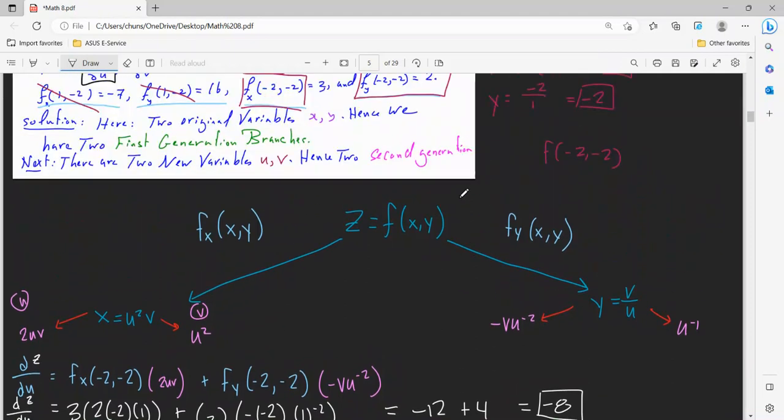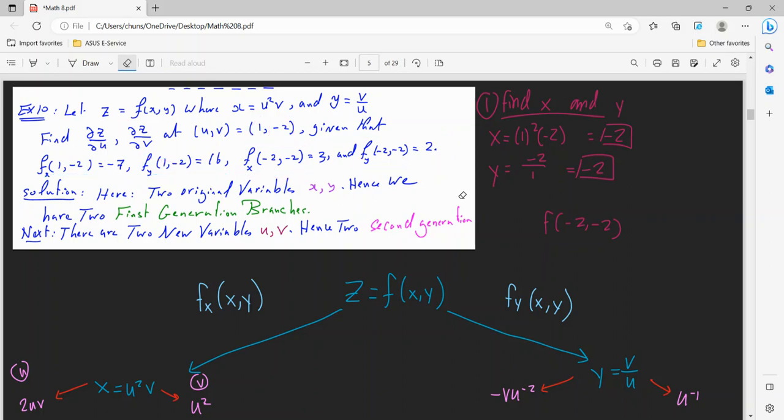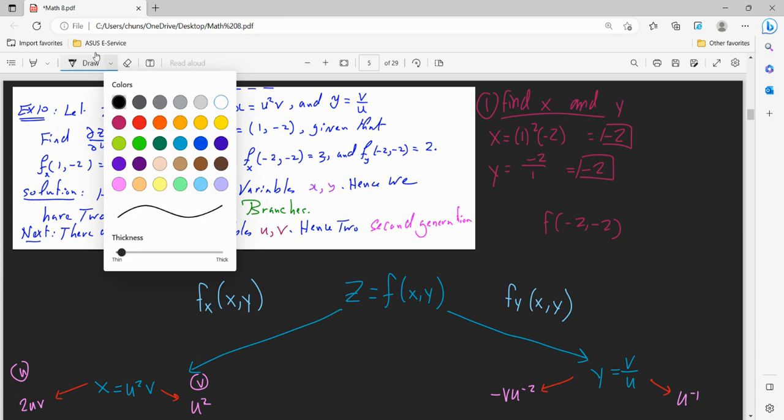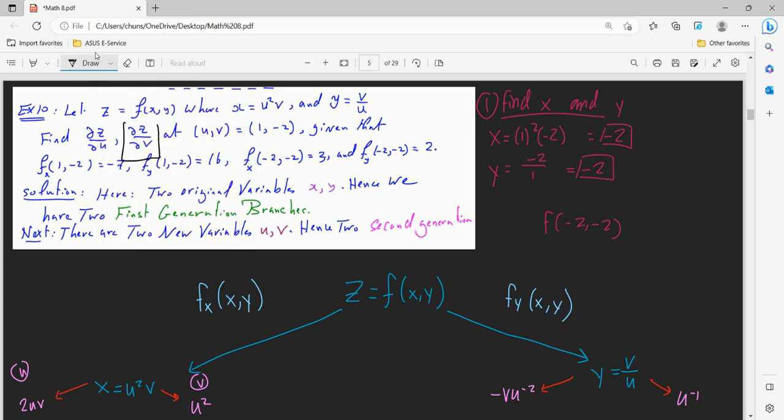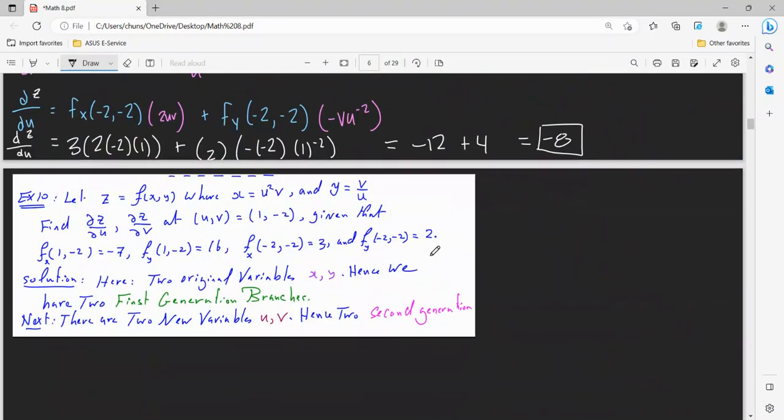Okay, so if I had more room, I would do the other one, but that works out anyways because I'd like you guys to do dz with partial respect to dv on your own. And the answer for that one should be equal to 5. Okay, moving on.